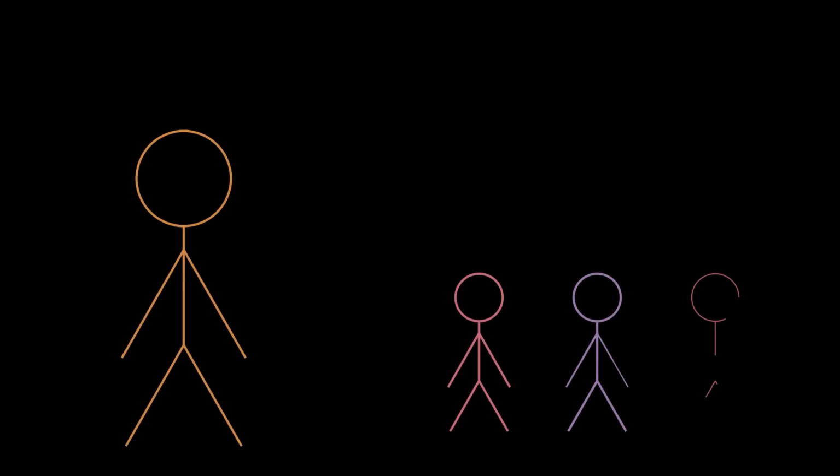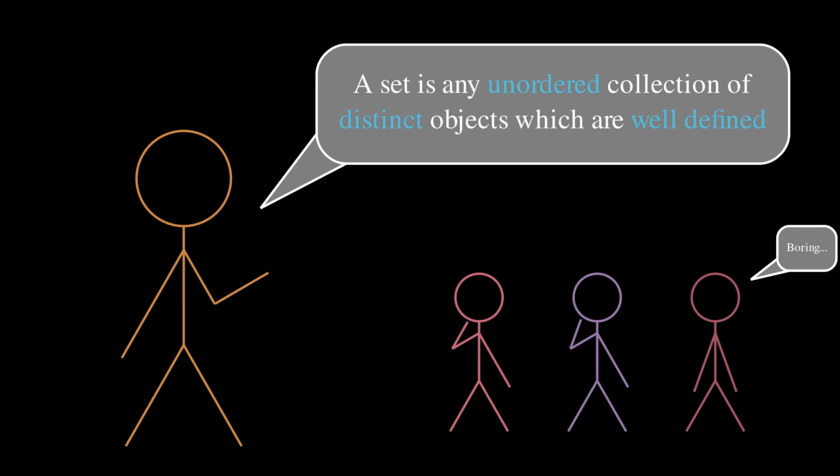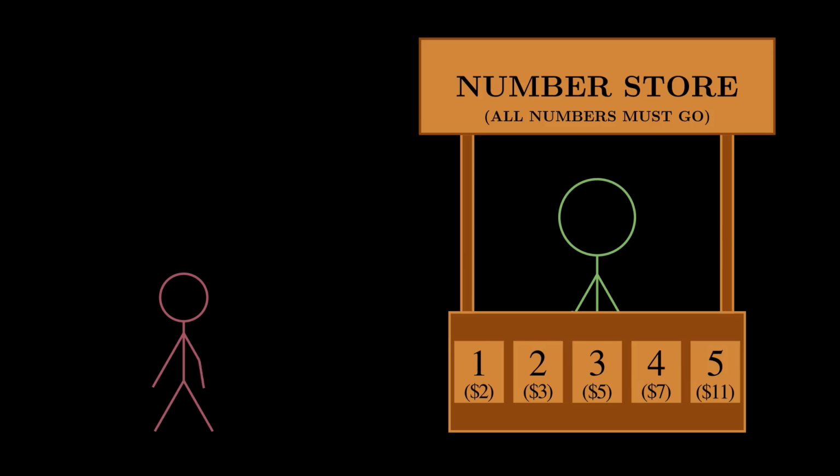To start this video, we formally define a set to be any unordered collection of distinct objects, called elements, which can be well defined. Now, that's a mouthful, so to get a better feel for what this looks like, let's look at an example. So, you're walking down towards your favorite store, the number store, and with what money you have, you buy your 3 favorite numbers, let's say 1, 2, and 3.